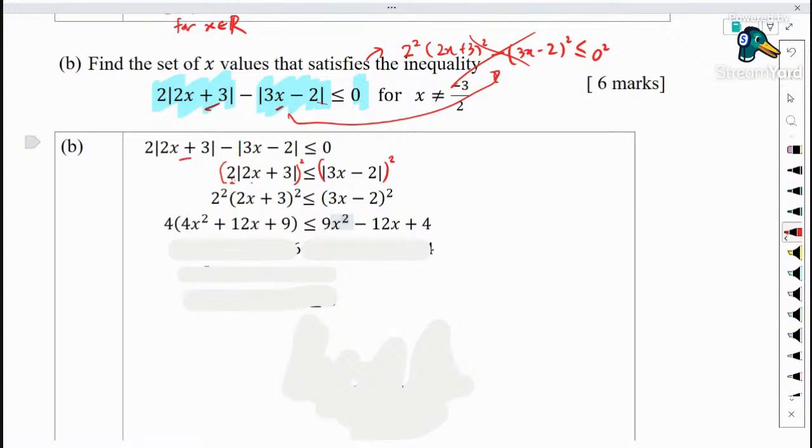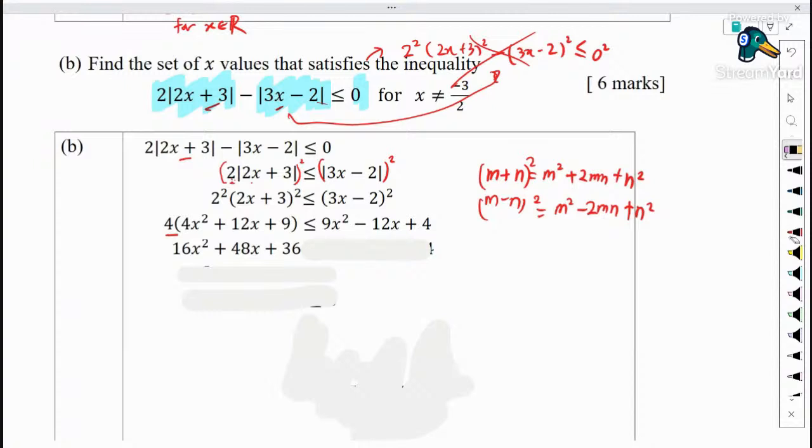And how do I get this answer instantly? Recall the formula: m plus n squared equals m squared plus 2mn plus n squared. In the case of minus being squared, we get m squared minus 2mn plus n squared. This is how I can get the answer quickly in one line. Then next, let us expand the 4 on the left inside the brackets. Expand the 4 on the left. The right remains the same.